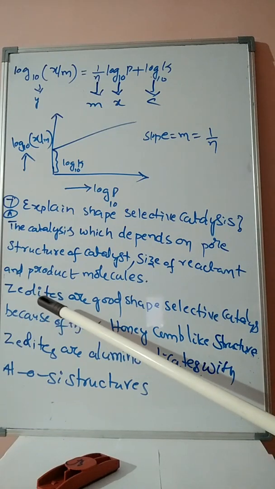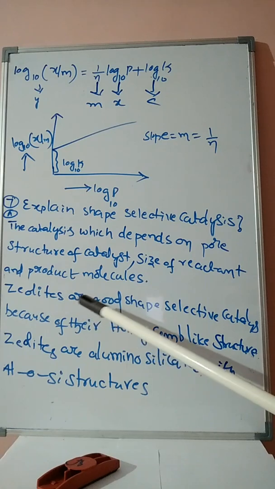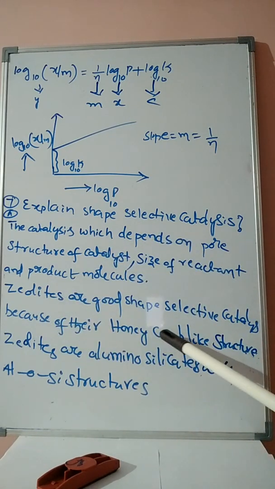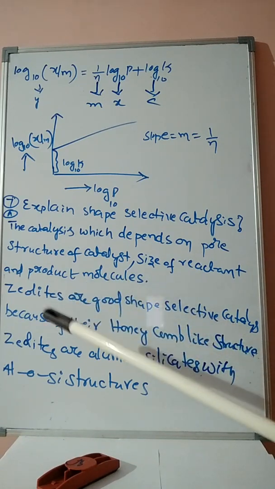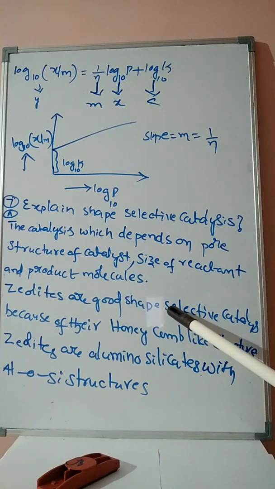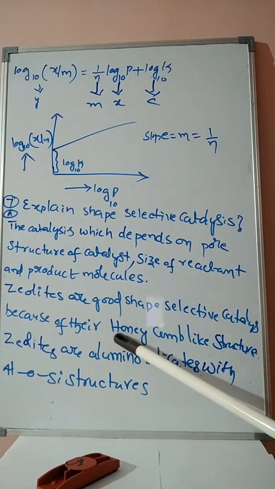The good example for shape selective catalyst is zeolites. Zeolites are good shape selective catalysts because of their honeycomb like structure. Very repeated question, student, in one mark questions. Why zeolites can act as good shape selective catalyst? Because of their honeycomb like structure.